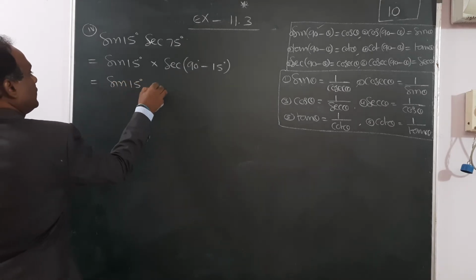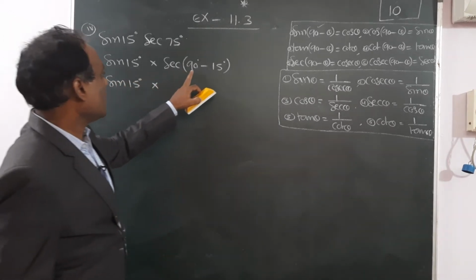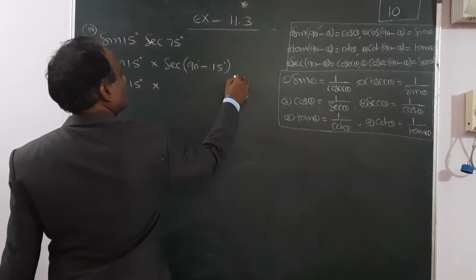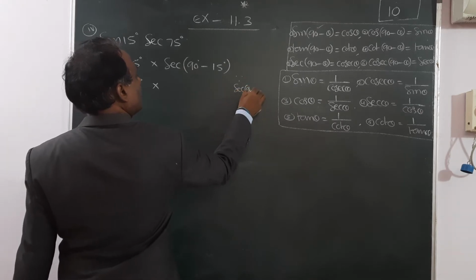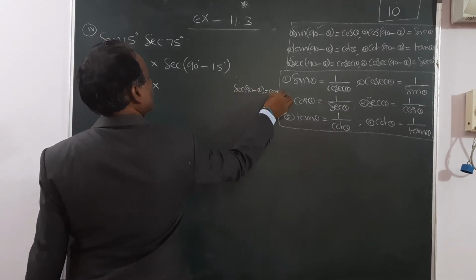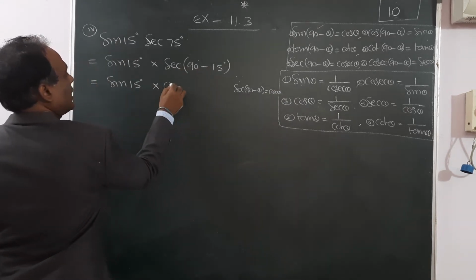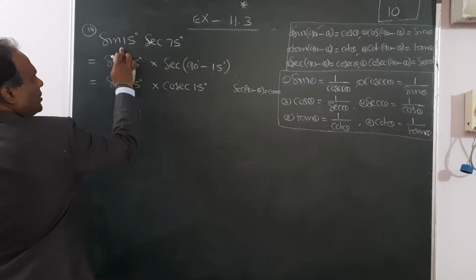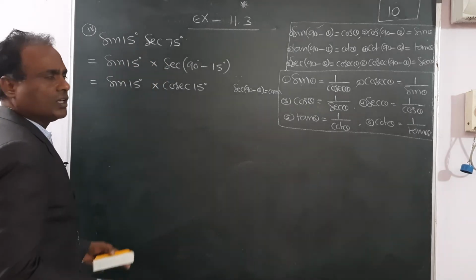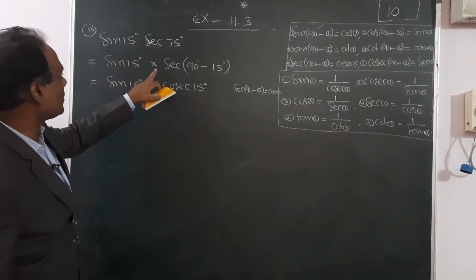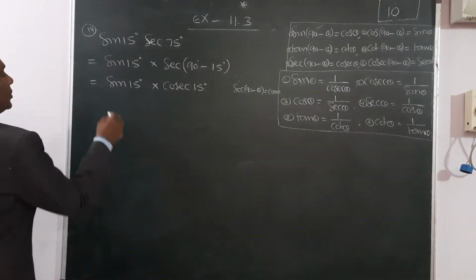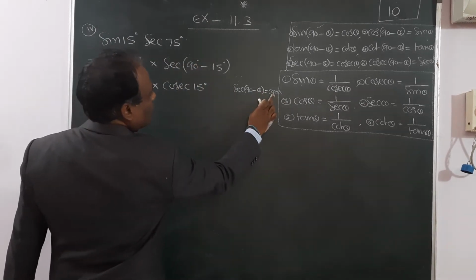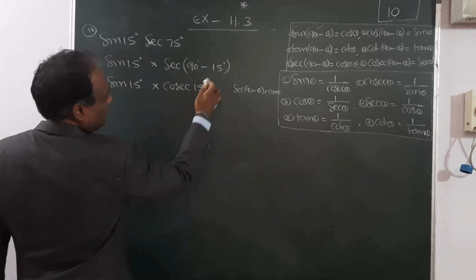Sin 15 degrees into secant. Secant is the fifth formula. Secant 90 minus theta is cosecant theta, and theta is 15 degrees. If there is no relation written between these two, that is nothing but multiplication, so no confusion. See, 75 is 90 minus 15. For 90 degrees, secant changes to cosecant of this angle.